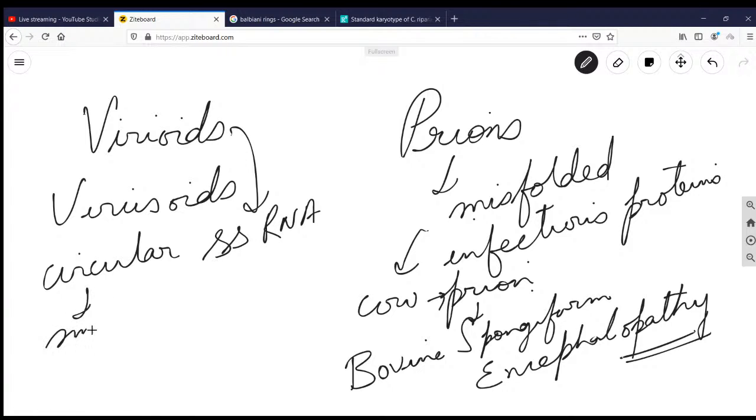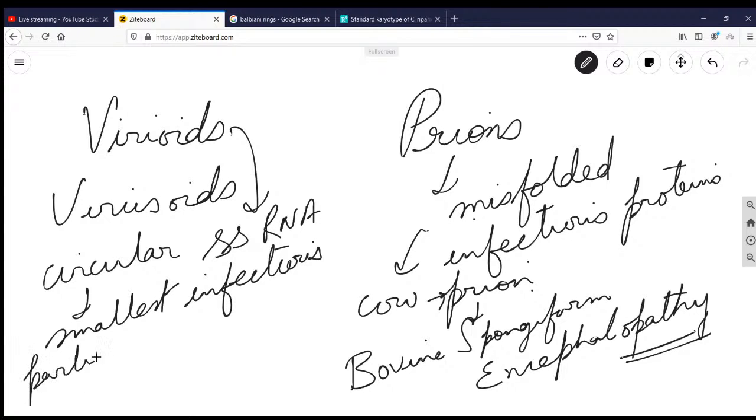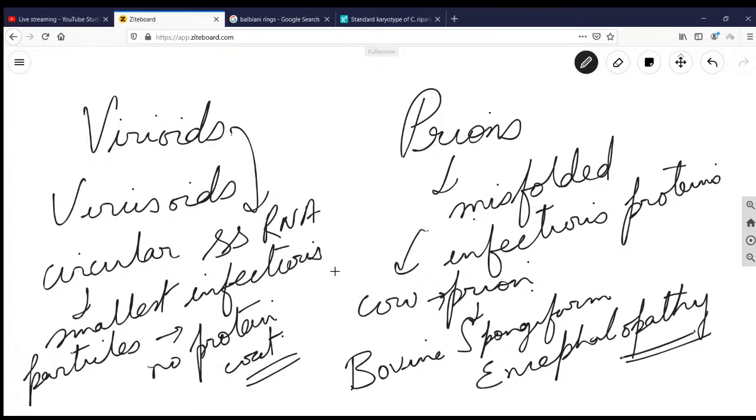Smallest, one more question can be framed here. The smallest infectious particle is viroids. Here the tertiary structure of RNA provides stability, but there is no protein coating. No protein, no envelope, no protein coat whatsoever. It is naked nucleic acid, you can say.